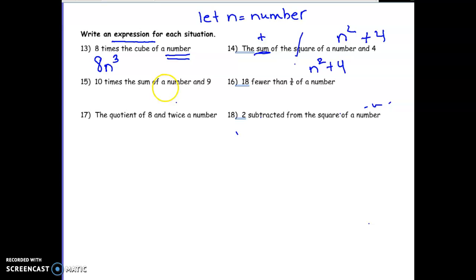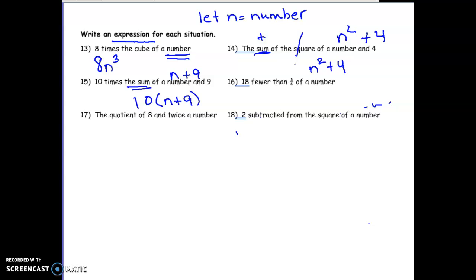15, 10 times the sum of a number and 9. So 10 times, so the sum of a number, so there's our n and 9. Now we have to be careful here. If we're taking 10 times, it's 10 times this whole sum. We need to be careful and put it in parentheses. So it's 10 times the sum of a number and 9.